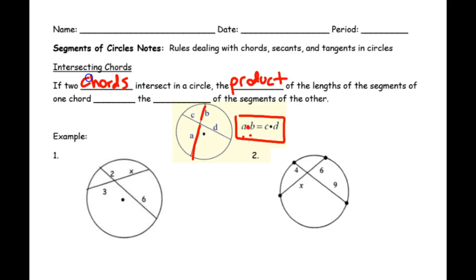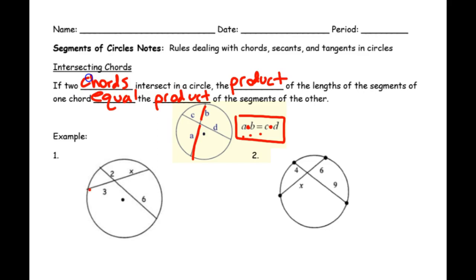The product of the lengths of the segments of one chord, and then right here, equals the product of the segments of the other chord. So all you're doing is multiplying the parts of one chord equals multiplying the parts of the other chord. Let's try an example. Okay, example 1.